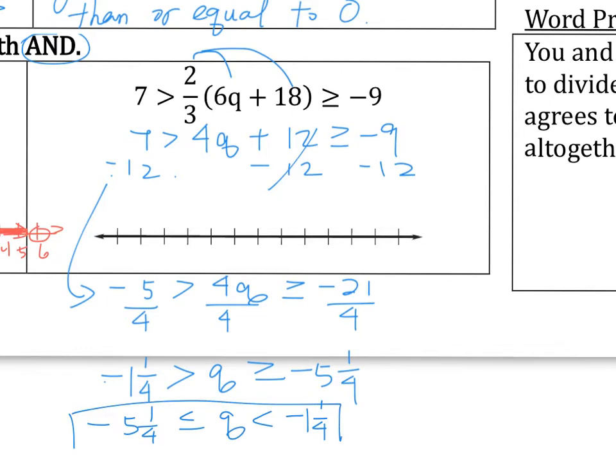So now we can graph this. This is negative 1. This is negative 5 here, so negative 5 and 1/4 is about here, and we need to color in the circle. And negative 1 and 1/4 is about here, and it's an open circle because it's a less than sign. And then we have to shade everything in between. Open circle, closed circle. Okay, and I'm going to label this as negative 1 and 1/4.